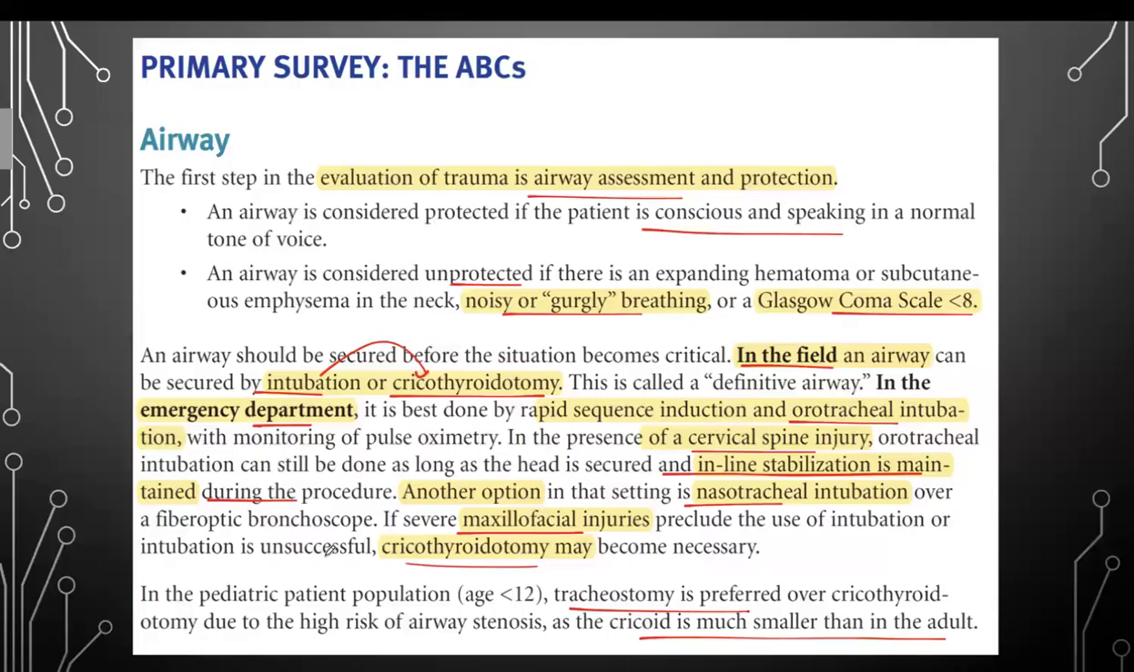So what we had discussed in the airway is that the first thing, for any patient after trauma, is to assess whether their airway is intact. And if the airway is not intact, you need to go for intubation or cricothyroidotomy. Intubation can be done as orotracheal or nasotracheal. Even in cervical spine injury, it is possible to do intubation. And if the patient has a severe maxillofacial injury, then we would not do intubation. We would rather go for cricothyroidotomy.